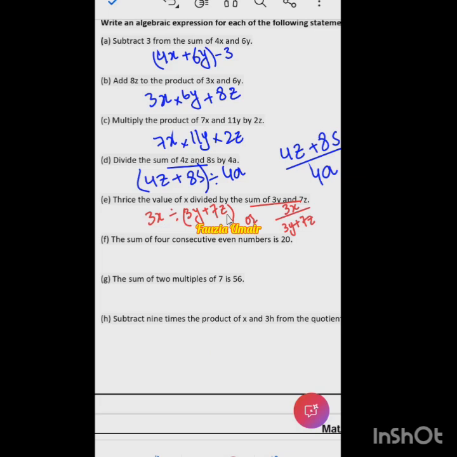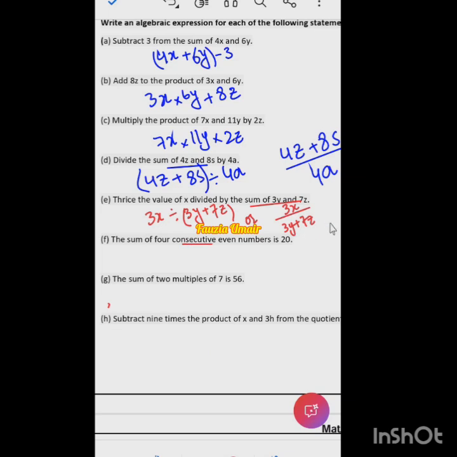If you will not put this bracket, then this 3x will be divided by only 3y, and then the answer will be added to 7z. That is a wrong order. You want 3x to be divided by this sum, right? The whole value. Is this clear? Why I need to write it like this? So now again the same question.